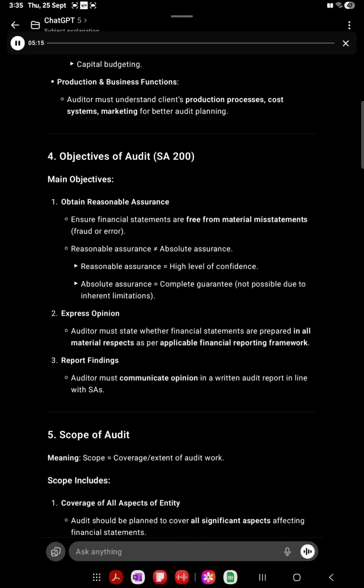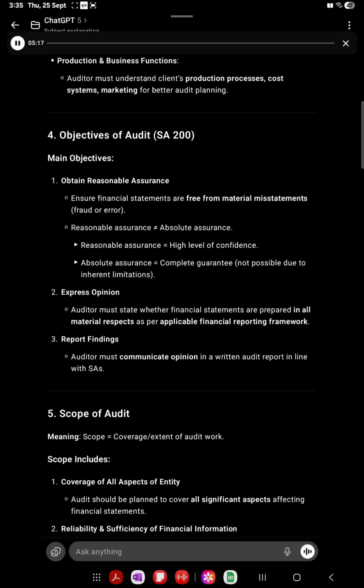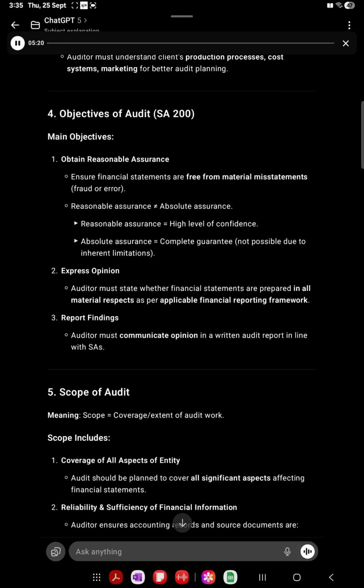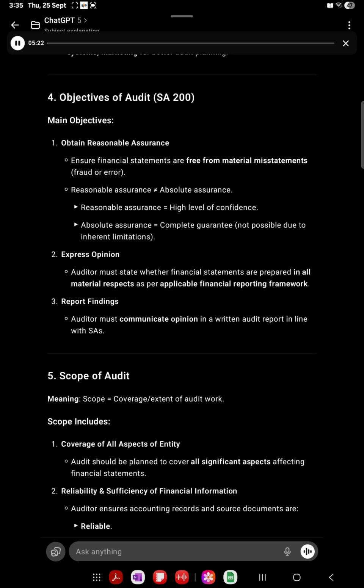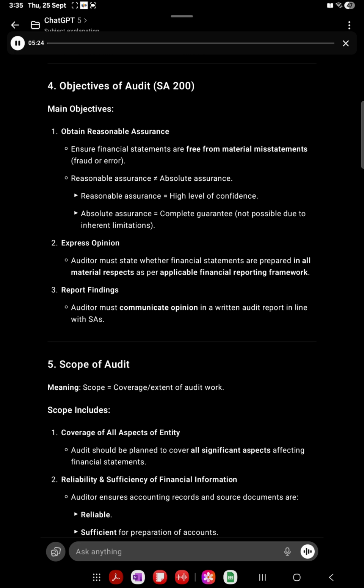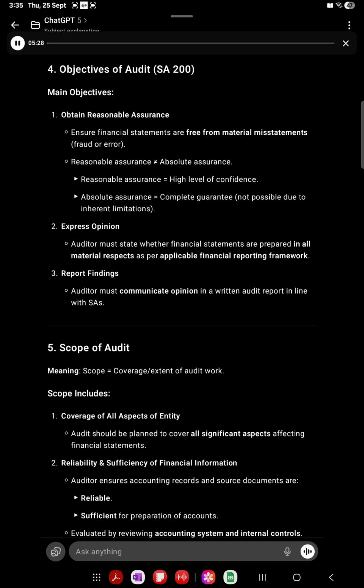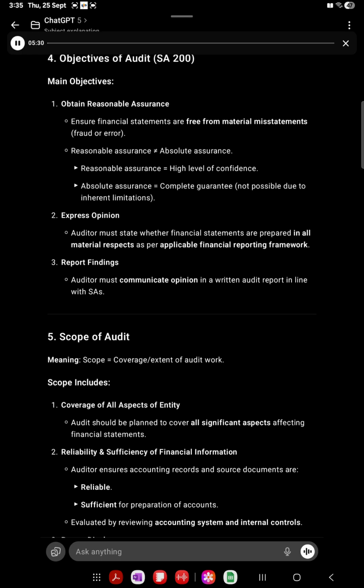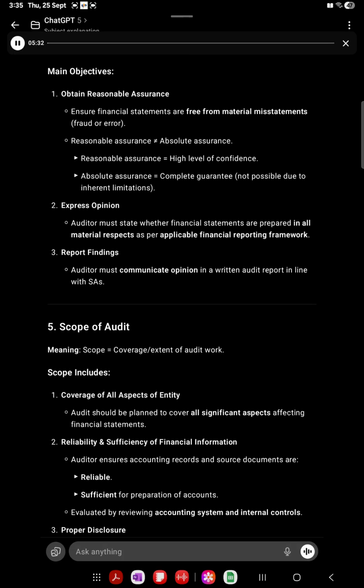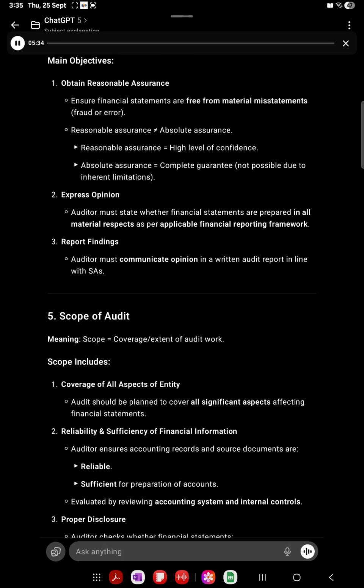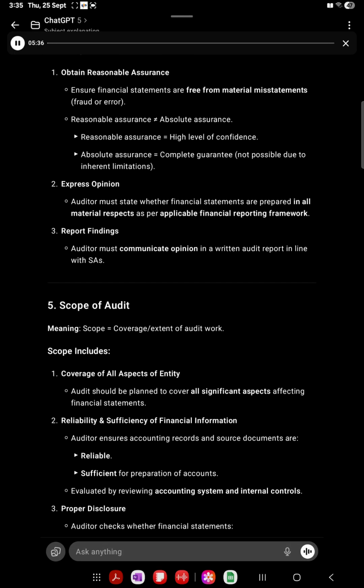3. Objectives of audit, SA 200. Main objectives. 1. Obtain reasonable assurance. Ensure financial statements are free from material misstatements, fraud, or error. Reasonable assurance versus absolute assurance. Reasonable assurance equals a high level of confidence. Absolute assurance is a complete guarantee, not possible due to inherent limitations.